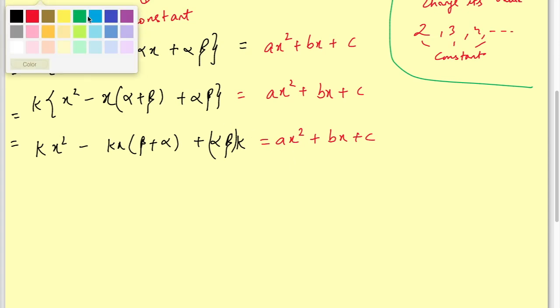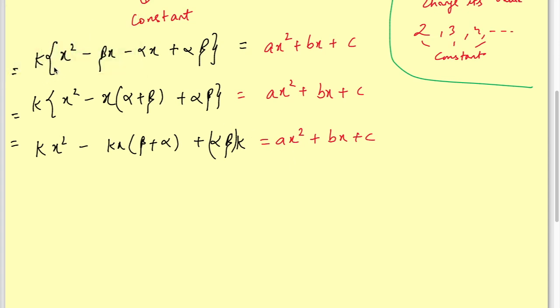now what we will do, we will compare the coefficients of this equation and this equation. The coefficients here are a, b and c, and here the coefficients are k, k(alpha plus beta) and alpha beta k. These are my coefficients. So when we compare x square with x square, it gives us a equal to k. Okay.